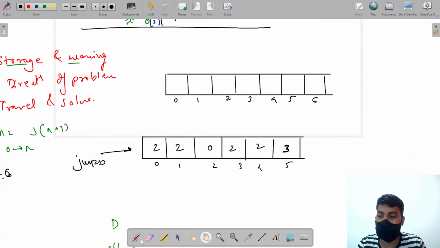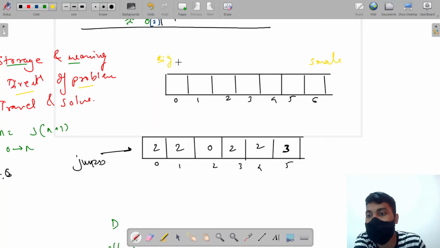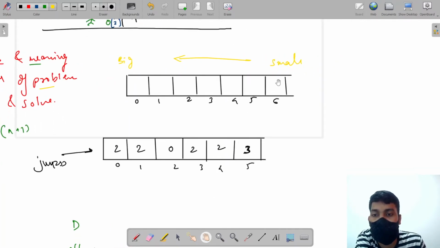Okay, so now let's discuss the direction of the problem, that is, where is going to be the smaller problem and where is going to be the bigger problem. I say at this destination, if my destination is this point, this is going to be the small side of the problem, and this is going to be the big side of the problem, which means the direction is going to be from back side to front side. How can I say that this is my small problem?